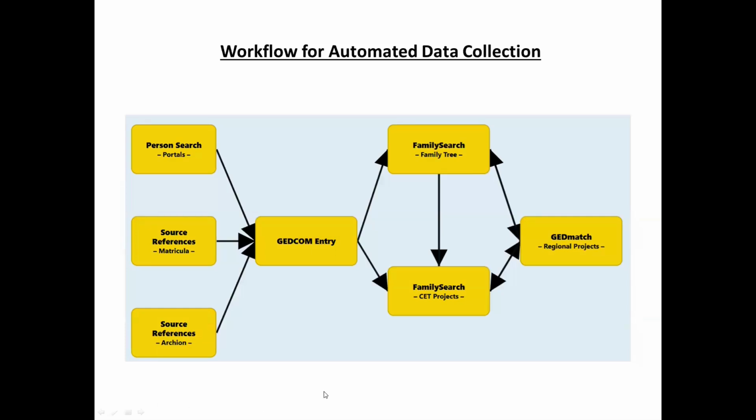The FamilySearch API module is part of a complete environment in FamGEN. Here you see, for example, the FamilySearch module you have just seen. We also have the GEDCOM entry generator. Then we have person search. We have sources which are linked to the system. And all this is for the support of GedMatch users of the regional projects.